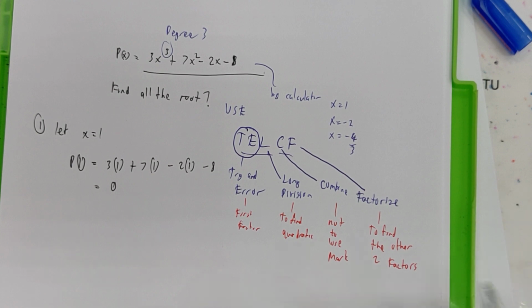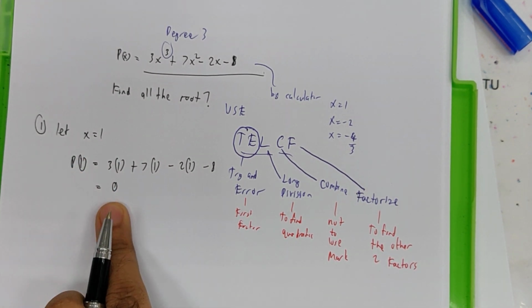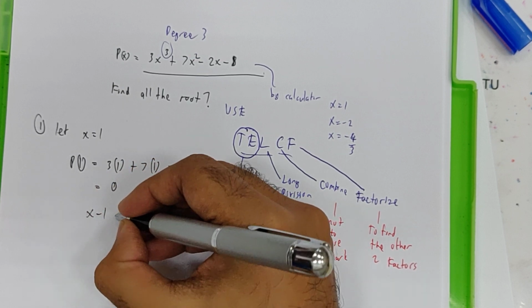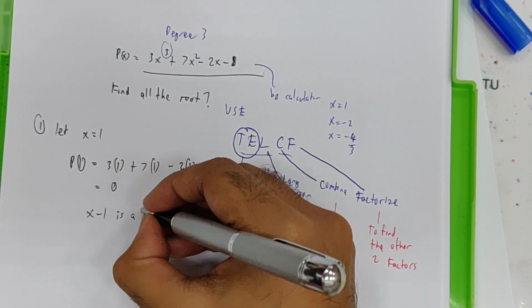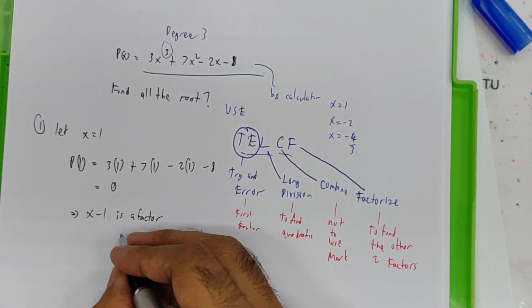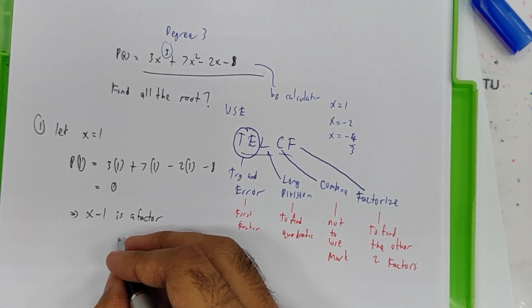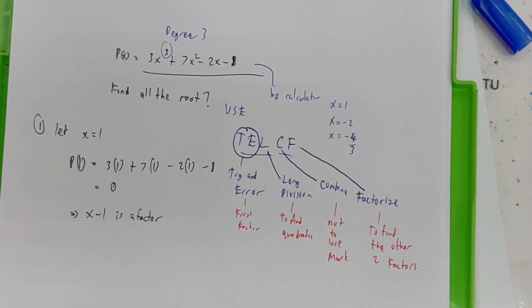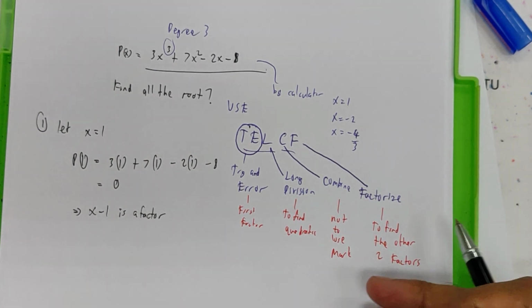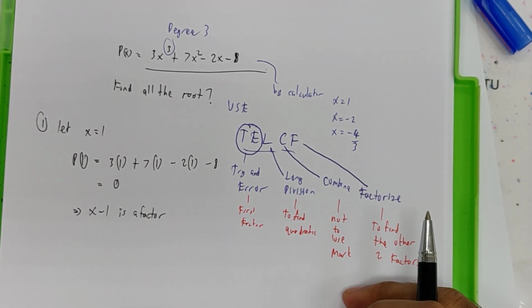Okay. So if you put 1 and then you got 0, it means you need to write this down. X minus 1 is a factor. You need to write this line. Are you okay? And then how are we going to find the other two factors? Same technique?